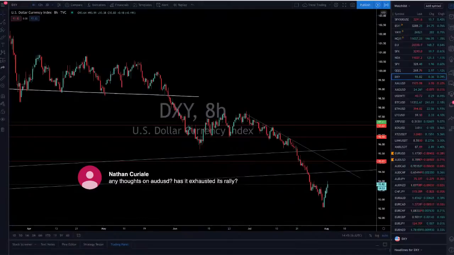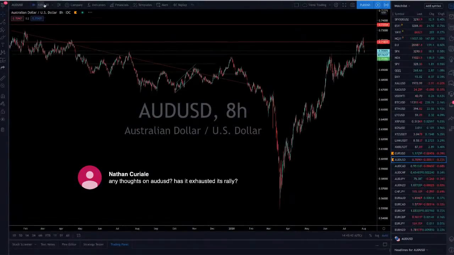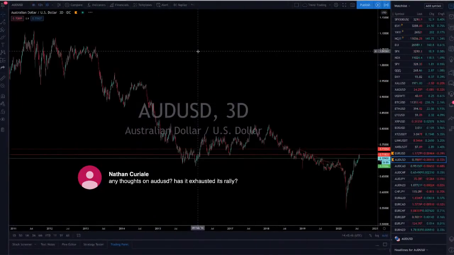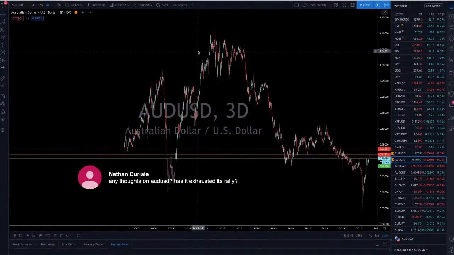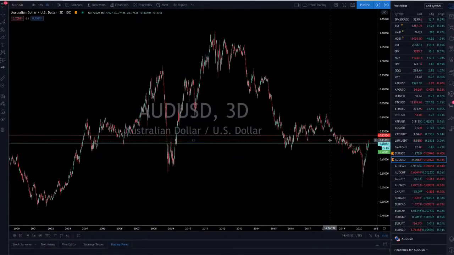No, I don't think the Australian dollar US dollar has exhausted its rally whatsoever. All right, let's step back. Let's look at this on a higher time frame, and let's look at some strong resistance. This level up here, by the way, is a lot stronger than the one we are at right now.